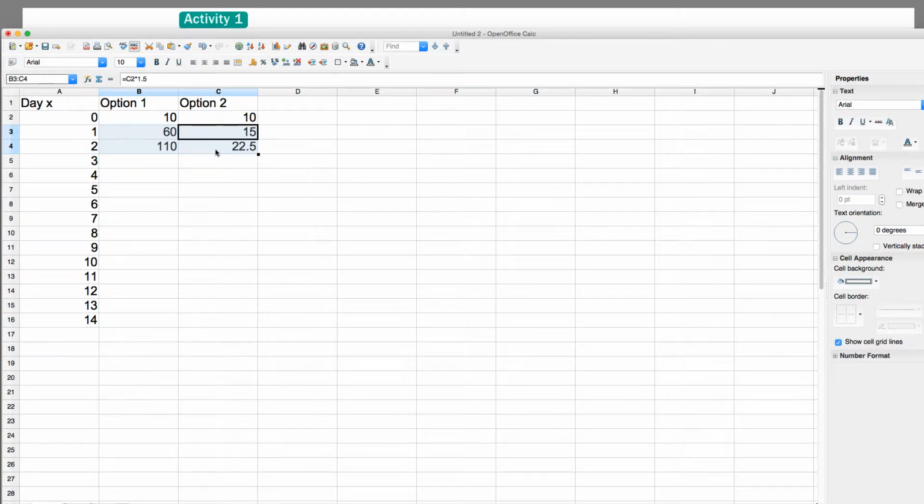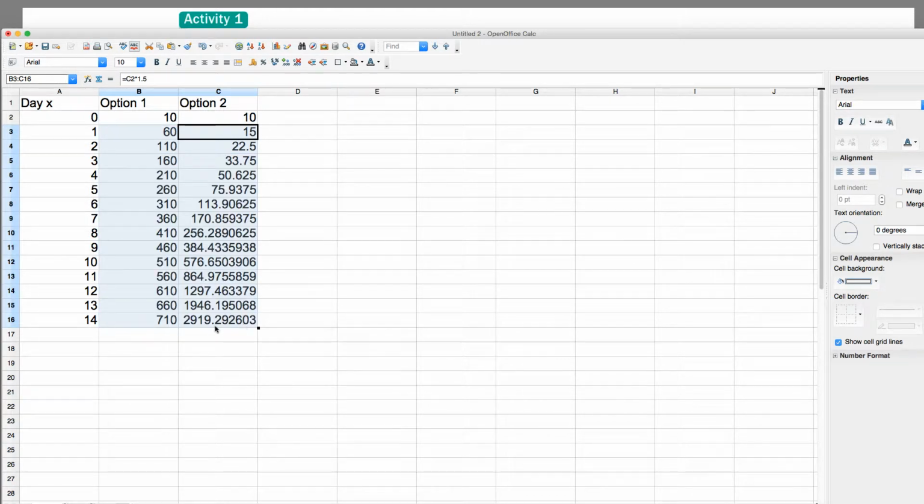Well, I can still grab the handle. I can populate all of these. I'm going to pull it down. I get my results, and I see that it was $710 at the end of 14 days, or $2,919 at the end of 14 days. So this is using a spreadsheet to create a next now formula.